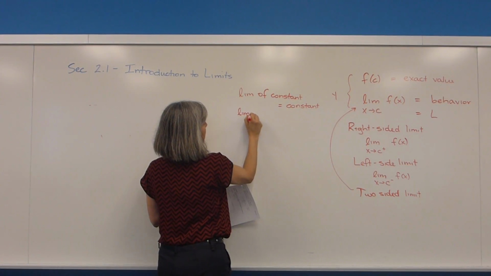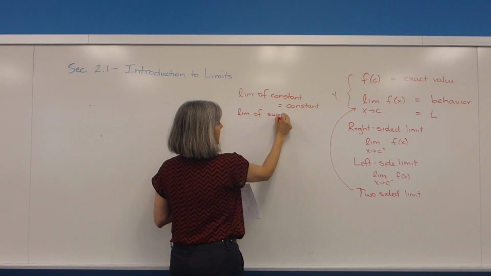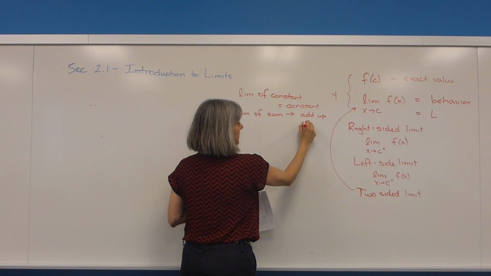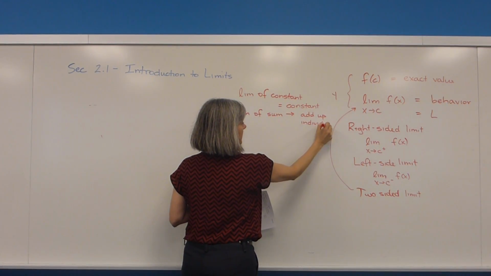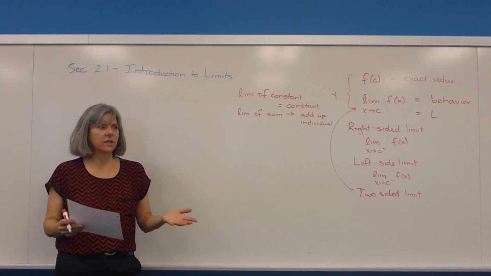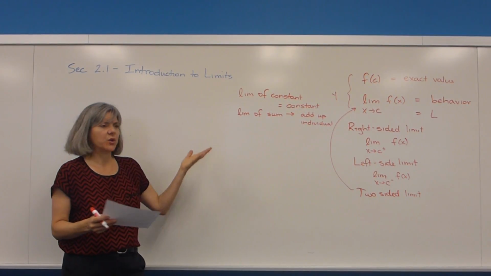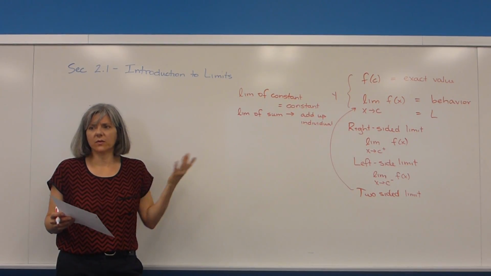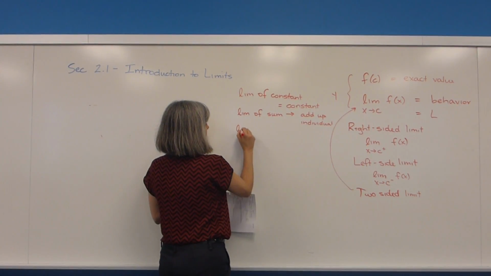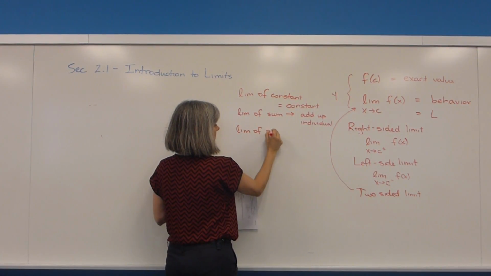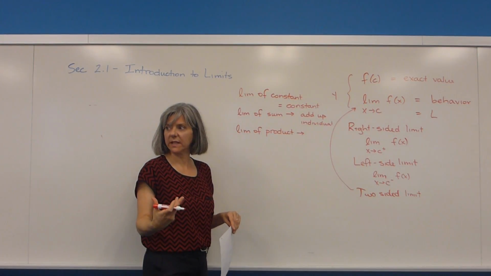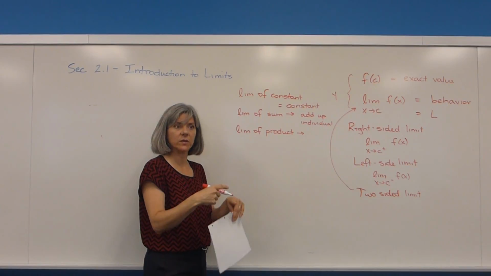The limit of a sum, just add up the limits. You can treat them separately. Same with the difference. So if you add or subtract, basically all of the math that you know how to do with algebra, when you're putting in values, every calculator thing that you know how to do works with limits. So the limit of a product, you've got two things multiplied together, you want to find the limit, you just multiply the two individual ones.